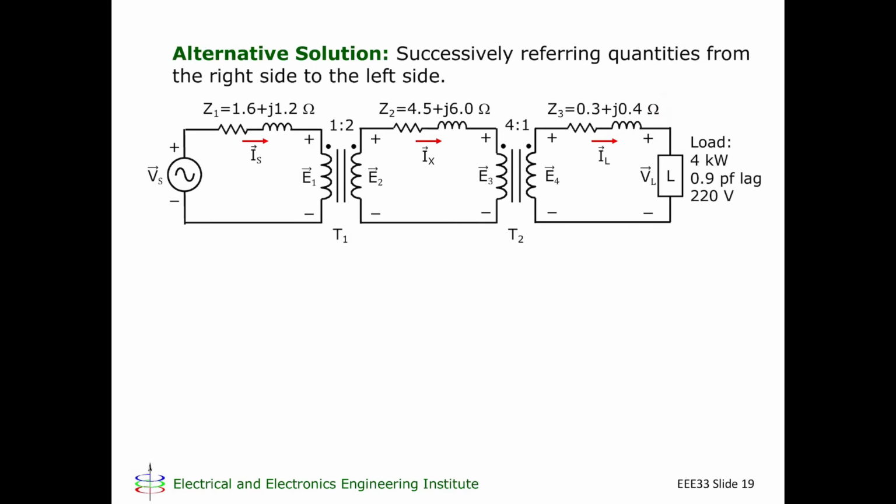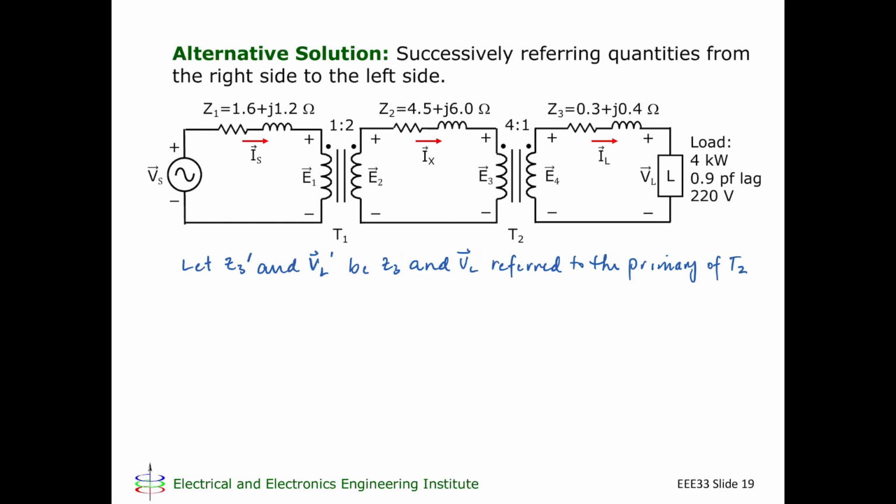Okay. So let Z3 prime and VL prime be Z3 and VL. Okay, this is a phasor referred to the primary of T2.